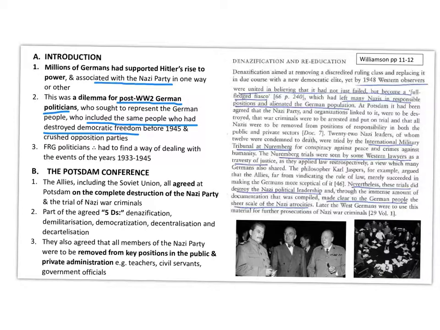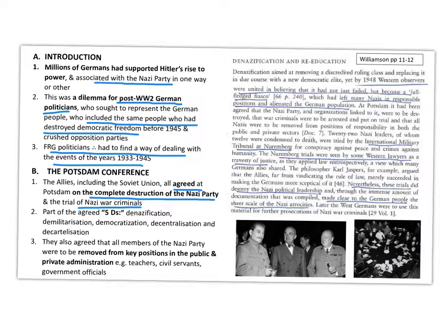So the West German politicians had to find a way of dealing with these events if they're going to admit people into the democratic process of making decisions about Germany's future. So this was talked about at Potsdam, and certainly at the Potsdam Agreement it was agreed that the Nazi Party had to be completely destroyed after the war, and the leading Nazis put on trial for being war criminals.